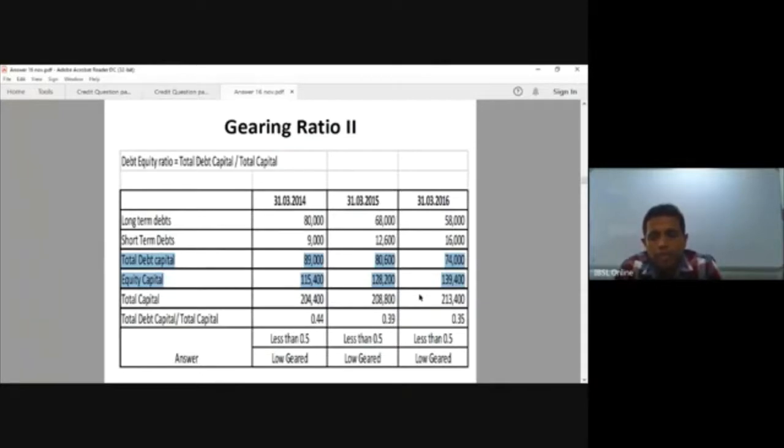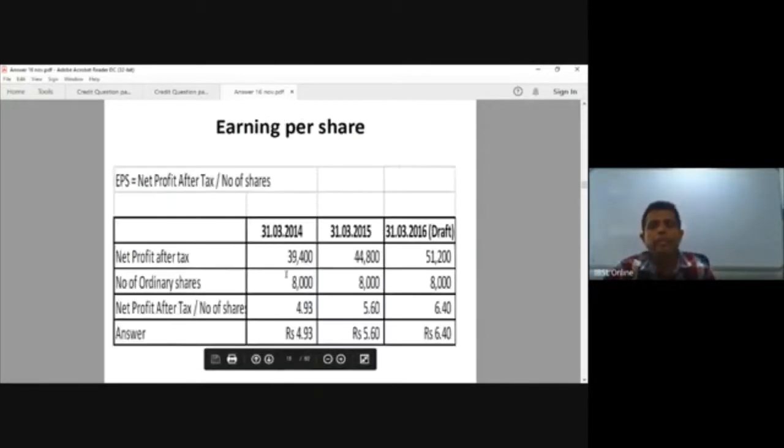You are more reliant on equity capital than debt capital. I hope gearing ratio 1 and gearing ratio 2 are very clear to you. Then we'll move to some investor relation ratios, that is earnings per share.